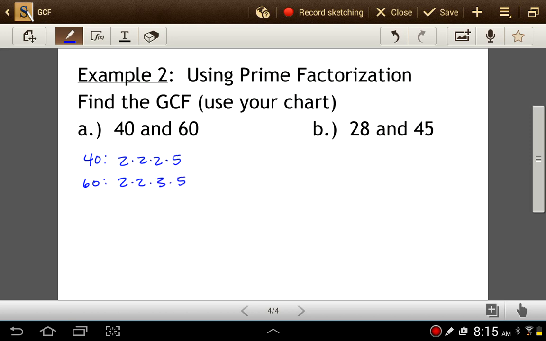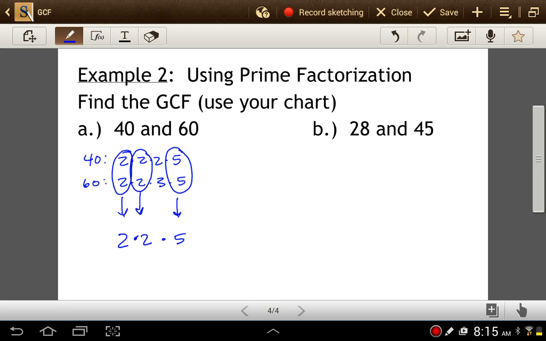Now, I'm not looking for the greatest number they have in common like I did in the listing method, because I've broken these down into prime numbers. What I am going to do is look for numbers that they have in common. I'm going to circle a pair of numbers that they both have. They have a 2 in common, so that's going to turn into a 2. Then they have another 2 in common, so that is going to turn into another 2. And then they have a 5 in common, and that's going to turn into a 5.